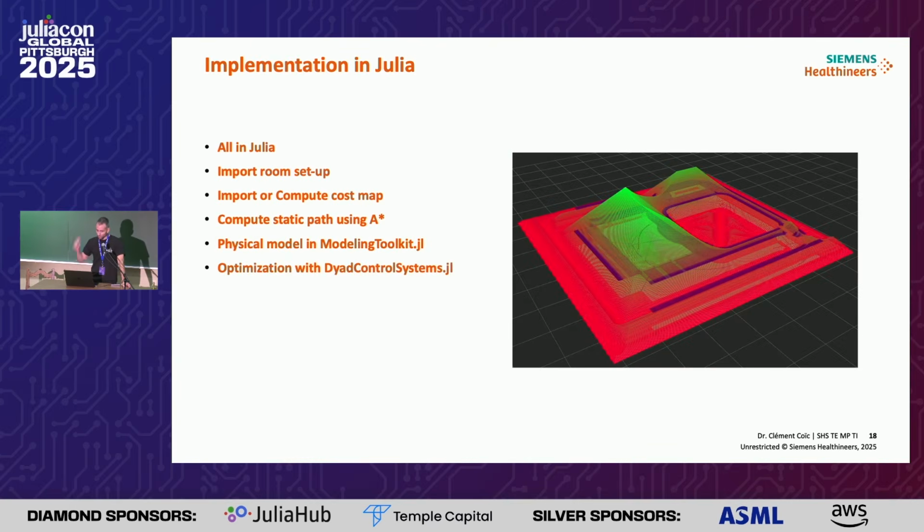We compute the image, it's just the same, in a different perspective. We compute the path with an A-star algorithm so that we get a first initial trajectory for our dynamic optimization. And this dynamic optimization runs at the moment with ModelingToolkit.jl and DyadControlSystems.jl for the optimization path. I have the name of the function from Dyad if you're interested, but I forgot it.